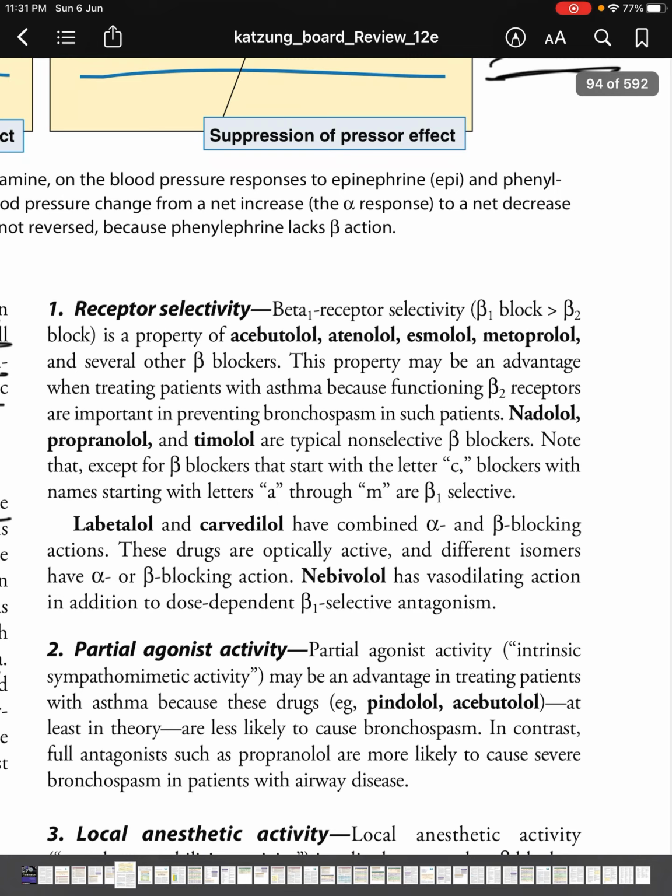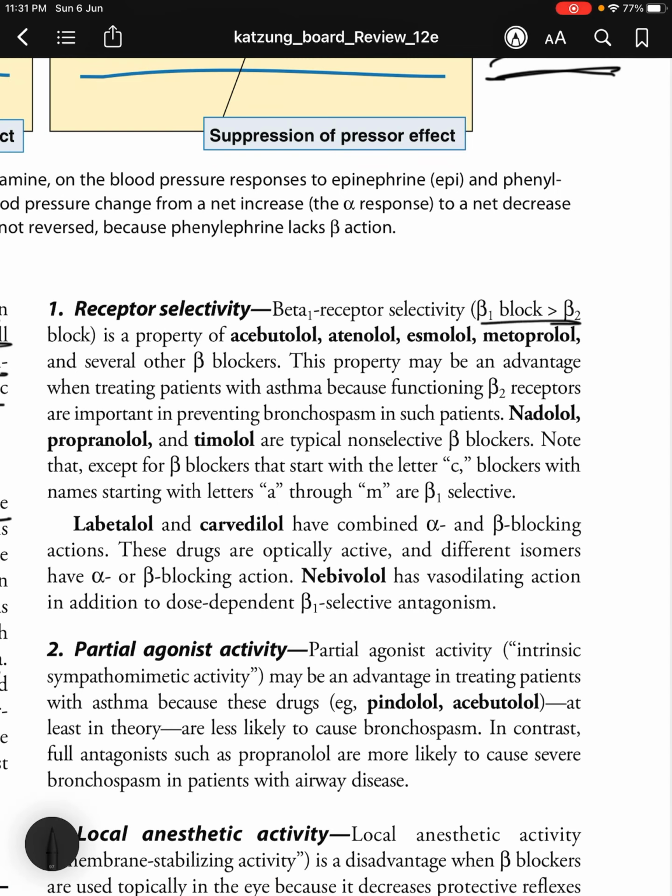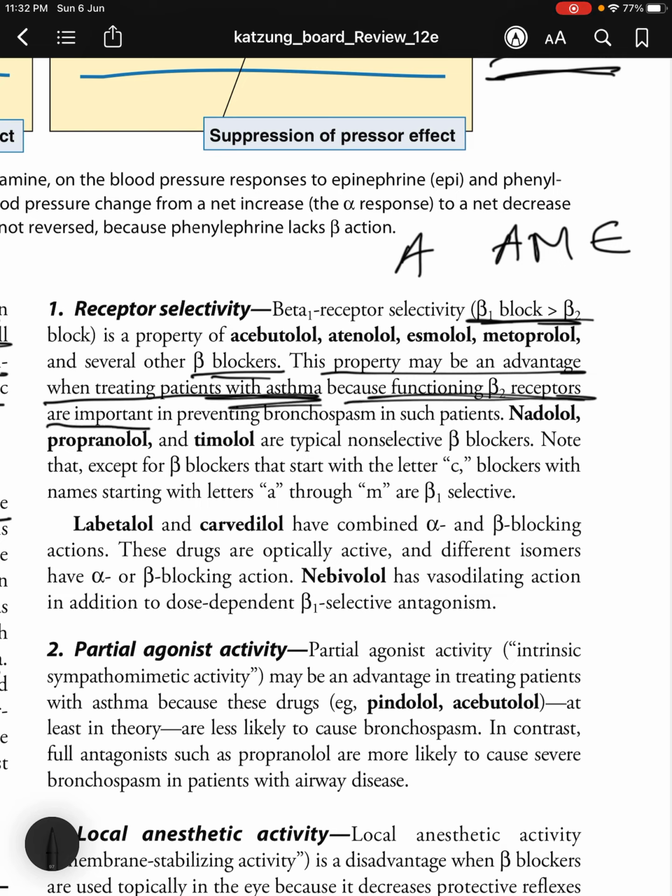So coming to the receptor selectivity, beta 1 blockade greater than beta 2 blockade is a property of acebutolol, atenolol, esmolol, metoprolol, and several other beta blockers. This property may be an advantage when treating patients with asthma because functioning beta 2 receptors are important in preventing bronchospasm in such patients. Okay, so beta 2 receptors prevent bronchospasm.